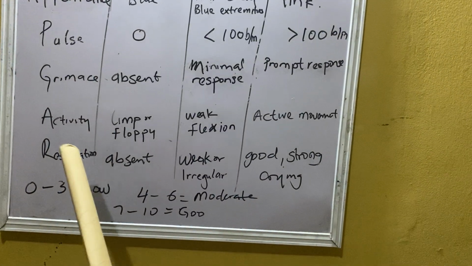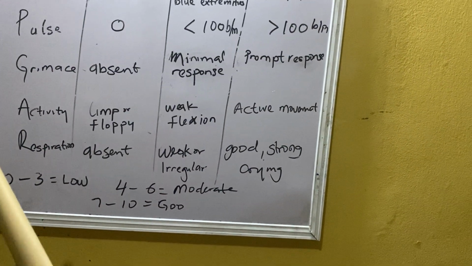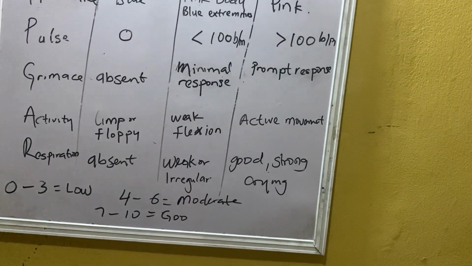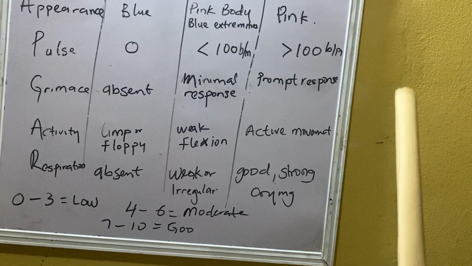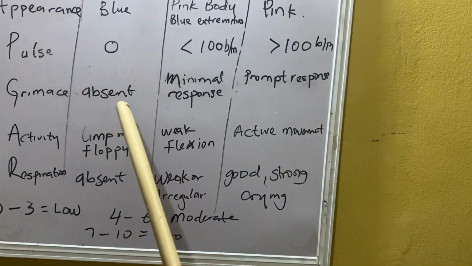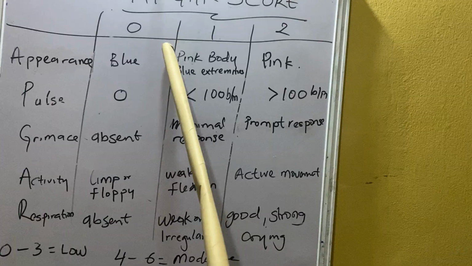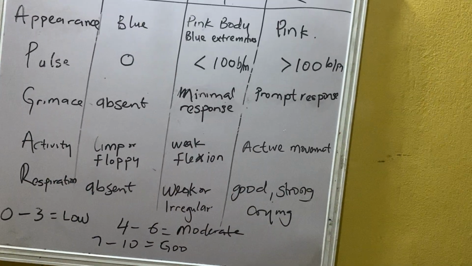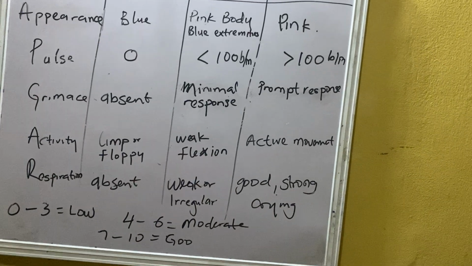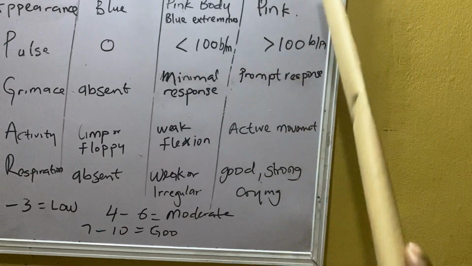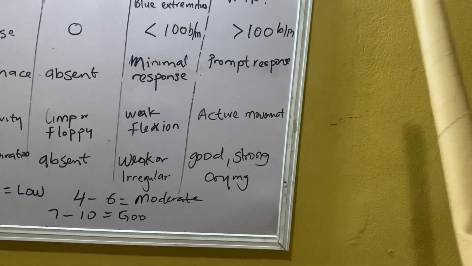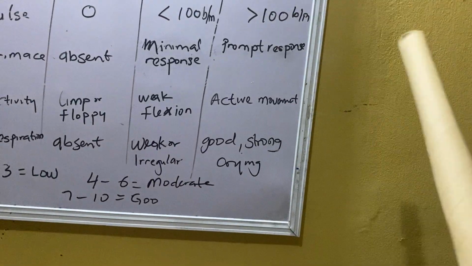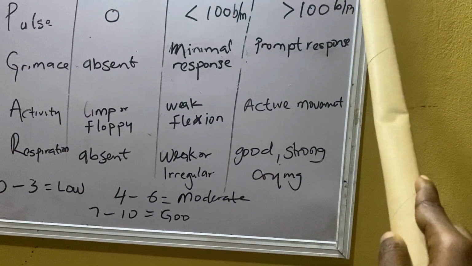So the activity is how they respond. Are they active? Or are they just floppy? When the baby is touched and it's just floppy, the baby will have 0 mark. If the baby is slow, there's movement but the flexion is slow, the baby will have 1. If the child is active, like imagine you suddenly drop the baby and catch the baby, how do they respond? So it's 2.